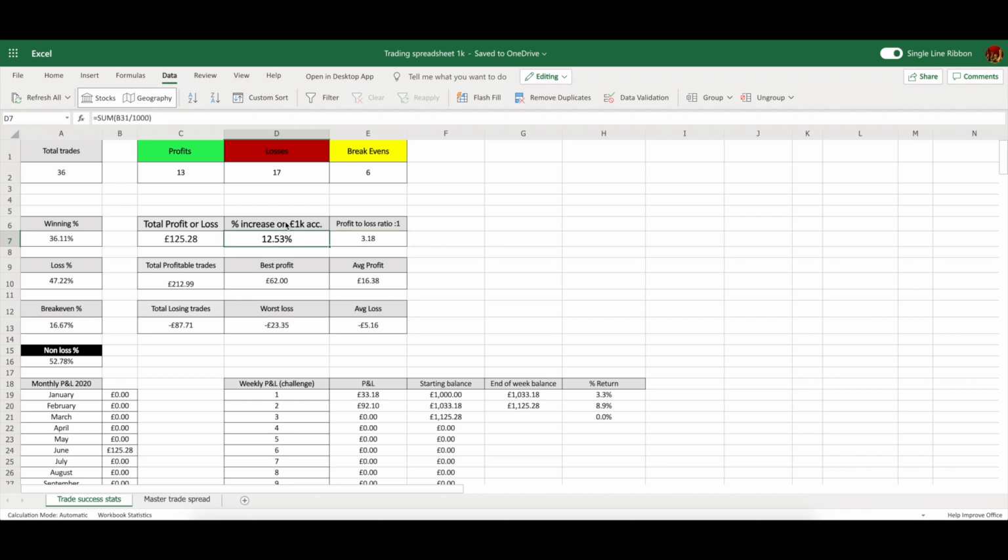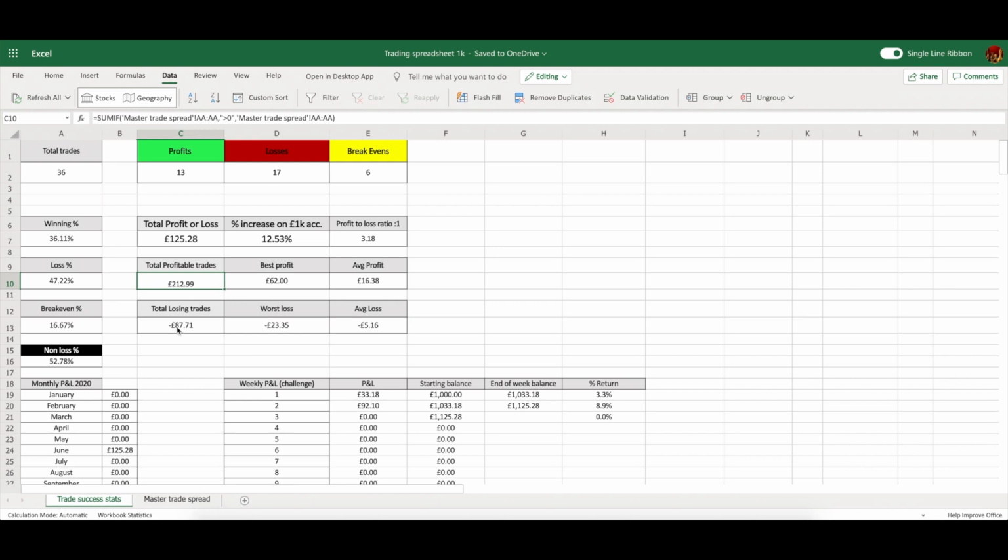The increase on the overall £1,000 account is massively important because it just shows the rate at which we're growing and whether it's working effectively. And also the money amount. The money amount I'm not so fussed with, to be quite honest, because that's just a product of the percentages and the size of an account. But I do still have here the pound figures for the total amount of profitable trades I've made, which is 212. The total losing trades, which is 87.